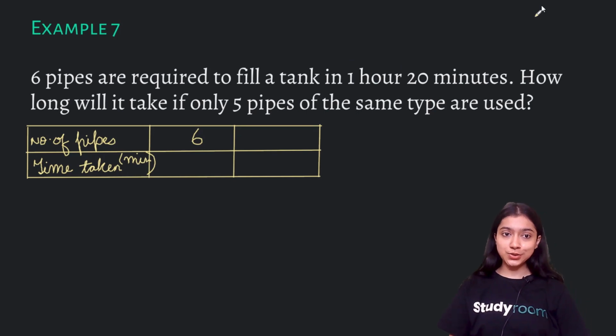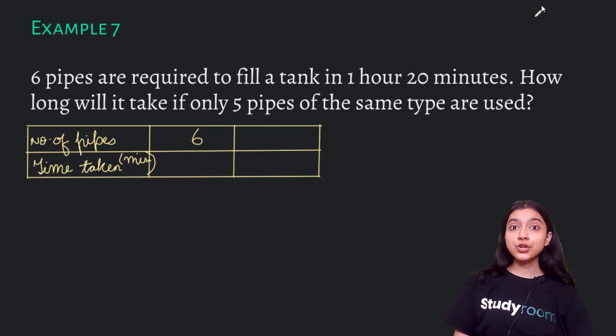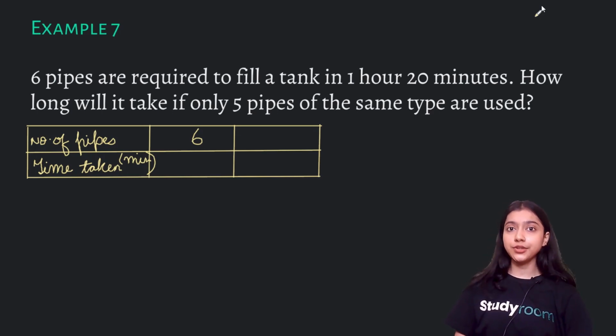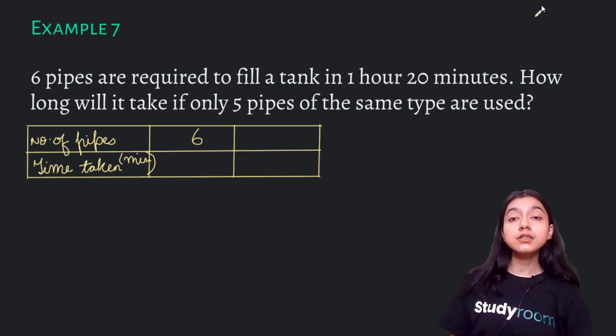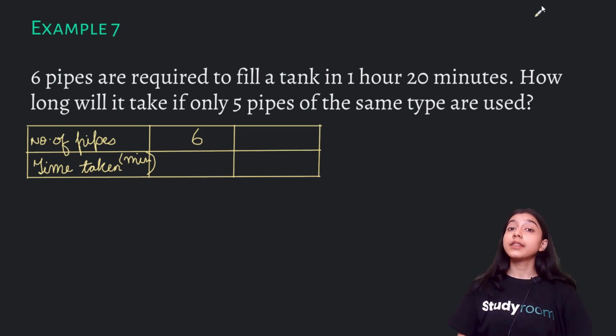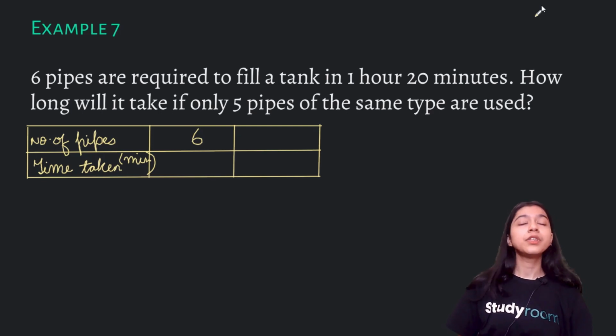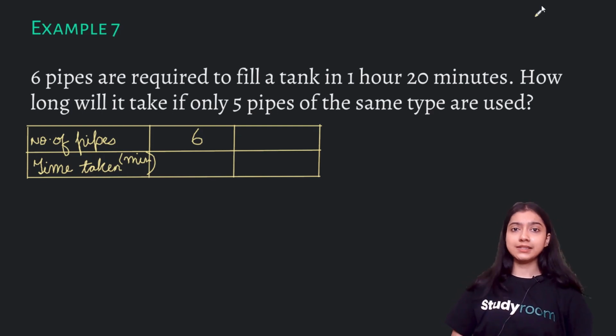Now you have a question to solve. The question on your screen reads: 6 pipes are required to fill a tank in 1 hour 20 minutes. How long will it take if only 5 pipes of the same type are used? The very first thing in this type of question is to figure out whether the question is of direct proportion or inverse proportion. So let me give you a simple example.